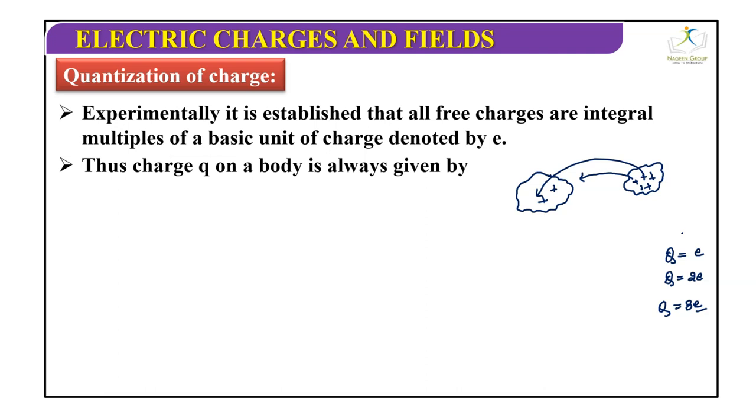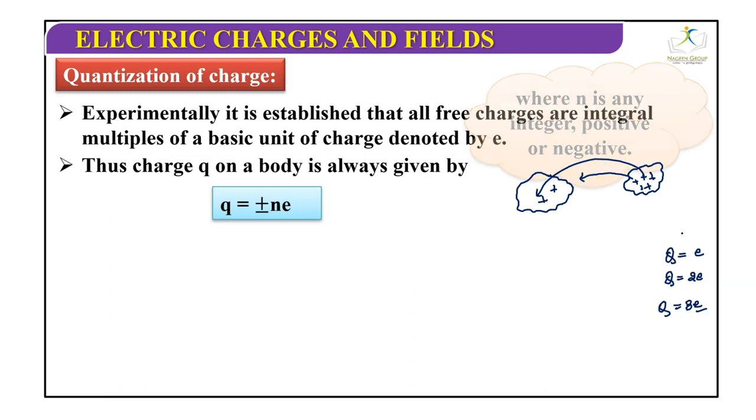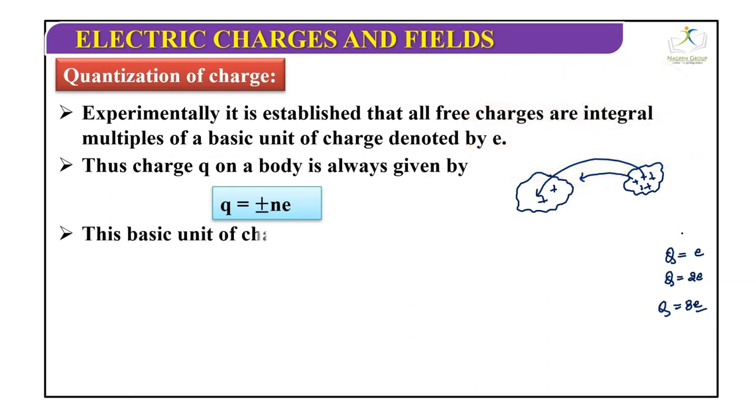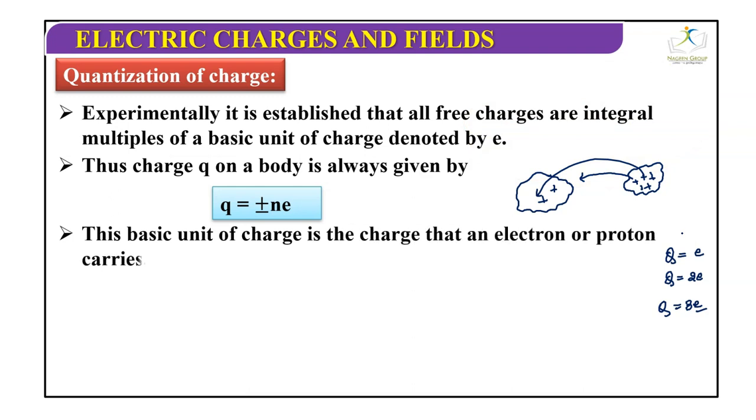Like we have the charge Q on the body or the system, given by Q equals plus or minus n e, where n is an integer, positive or negative. So charge has both natures, positive and negative. That's why we have taken the word integer. Where n is a positive integer, so positive or negative, they both can be there in the case of an integer.